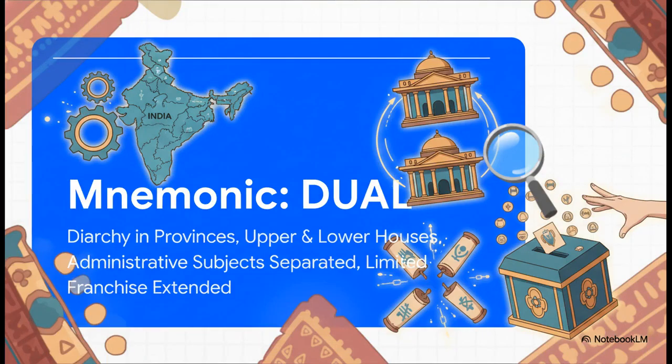The mnemonic for this? Well, it couldn't be more perfect. It's dual. D for diarchy in the provinces, U for the upper and lower houses at the center, A for administrative subjects getting separated, and L for the limited franchise that was extended.